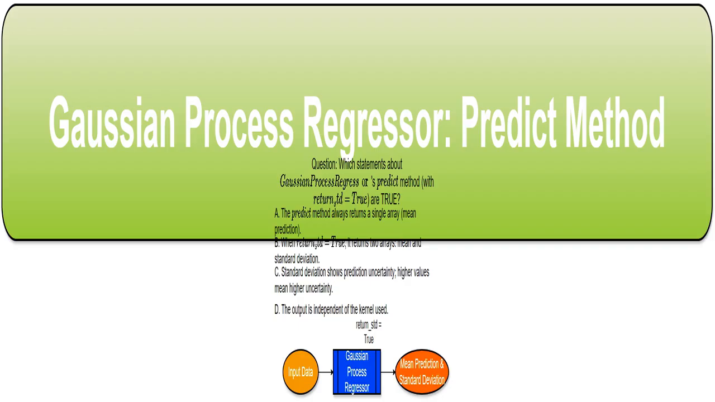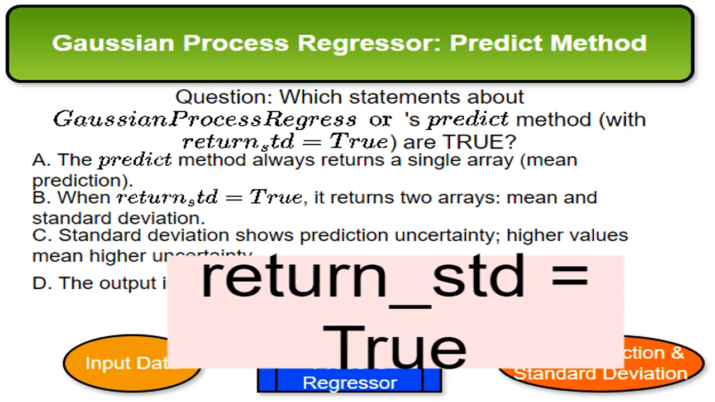I'm focusing on the predict method of the GaussianProcessRegressor. This method gives us predictions from our trained model. It's like asking the model, what do you think the output will be for this new input? This is a crucial setting. Setting return_std to true means I'll get more than just a prediction. I'll also receive a measure of the model's confidence in that prediction. Think of it like getting a prediction along with an error bar.